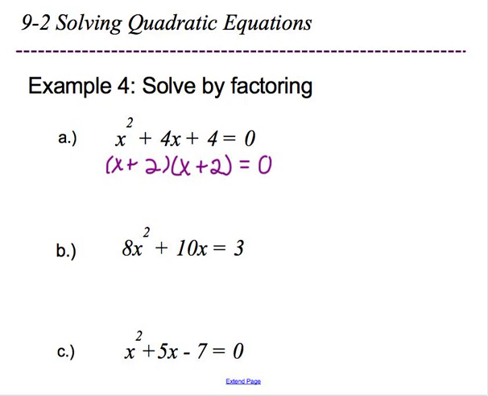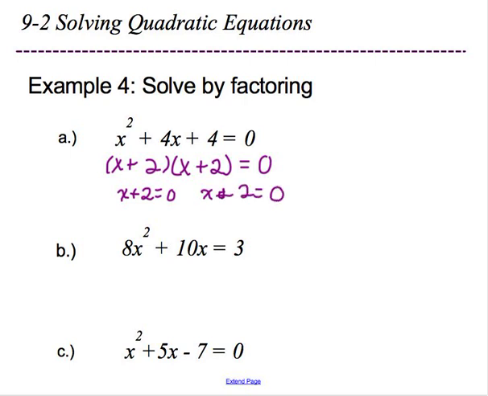What you know is either this first thing you're multiplying has to be 0 or this has to be 0. Because if you multiply two things and get 0, one of them is going to have to be 0. We don't care which one. We don't know which one. So we just go x plus 2 could be 0. It just so happens that these are the same exact factors, so x plus 2 equals 0.